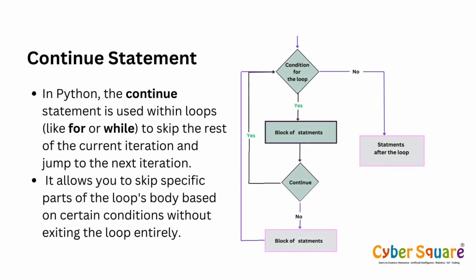Continue statement is used within loops to skip the rest of the current iteration and jump to the next iteration. It allows you to skip specific parts of the loop's body based on certain conditions without exiting the loop entirely. This flowchart helps a program decide what to do. It asks a question. If the answer is yes, it does something specific. If no, it asks another question. It can repeat instructions if needed until it reaches the final step.